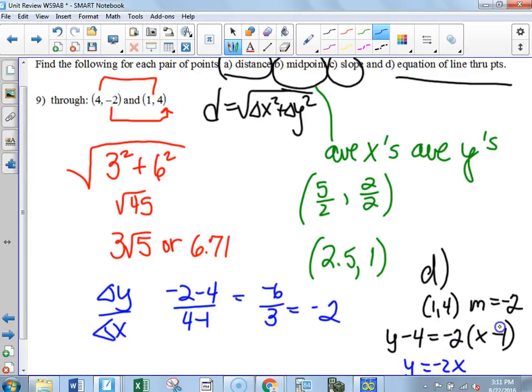Let's see. This would be +2. Is it +6? Did anybody get that? I'm just skipping steps because I'm out of room on my slide. Anything else I can help with on worksheet 8, 9, or 10?